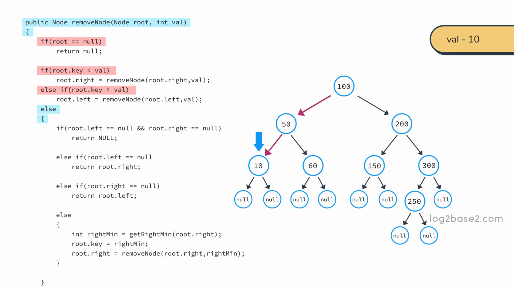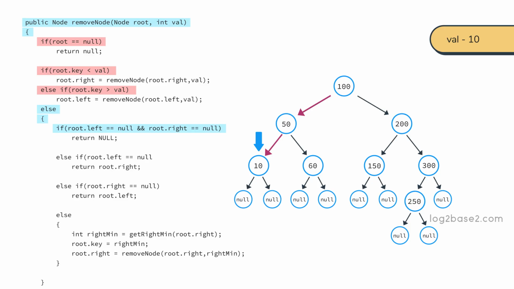Now, what is the third step? It is identifying the deletion case. So first check if it is a node with no children, that is, if it is a leaf node. And if it is a leaf node, then its left and right will be null. So check if root left equal to null and root right equal to null. And here it is. So the third step is done, the case is identified.